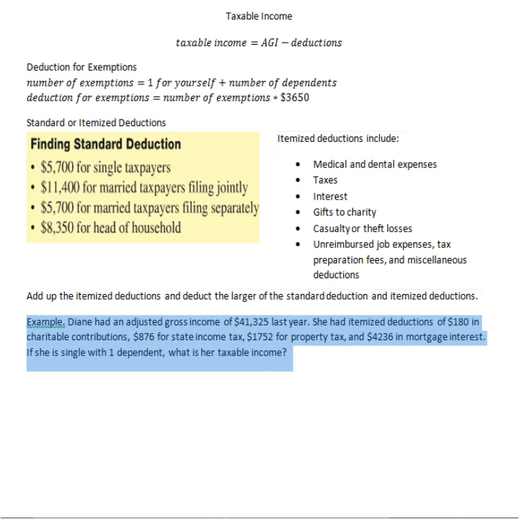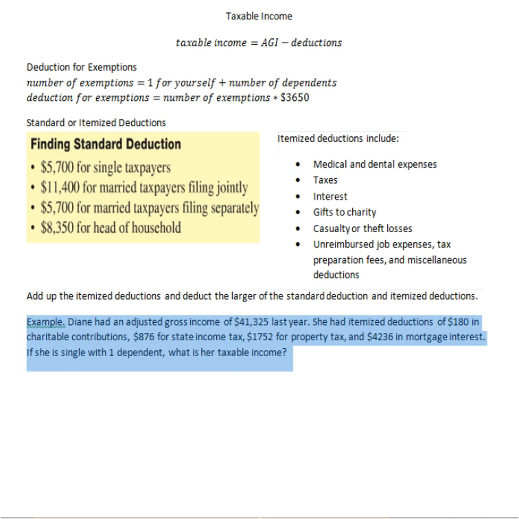So now, for example, Diane had an AGI of $41,325, and then you're given a list of itemized deductions. She's single with one dependent, so we're going to find her taxable income. So first, we find the deduction for exemptions.